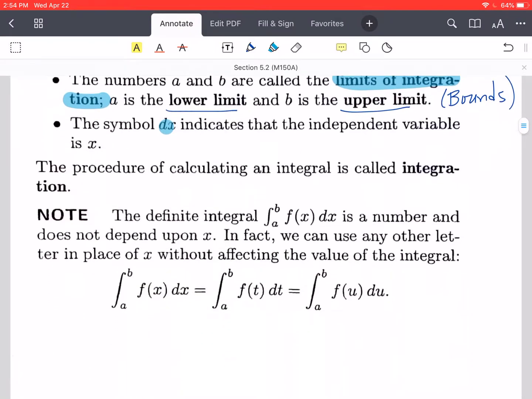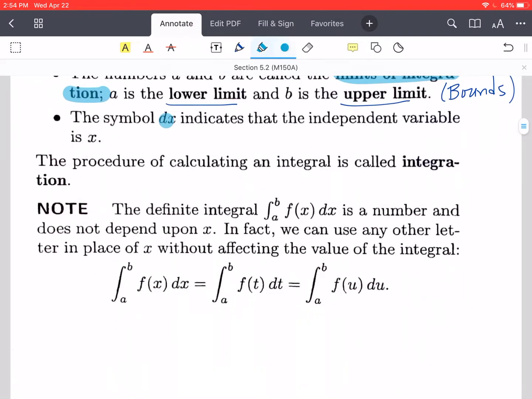One important thing to note: the definite integral is a number, and I'll circle that again.